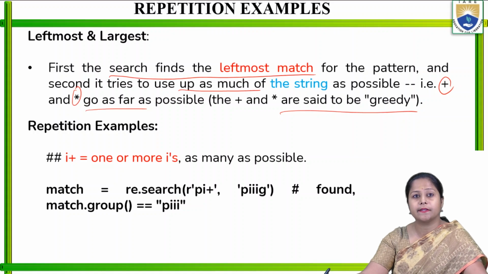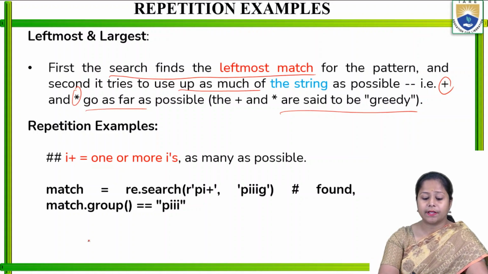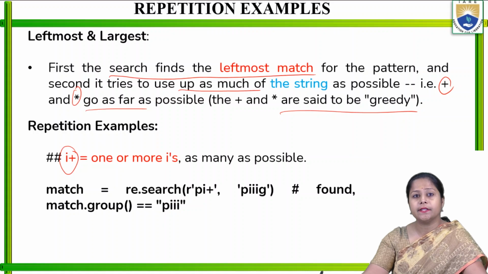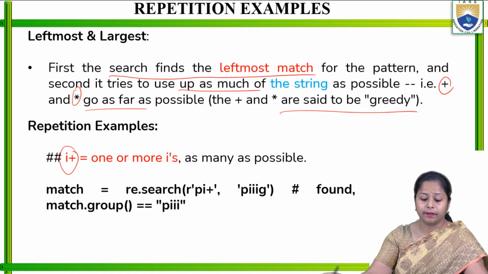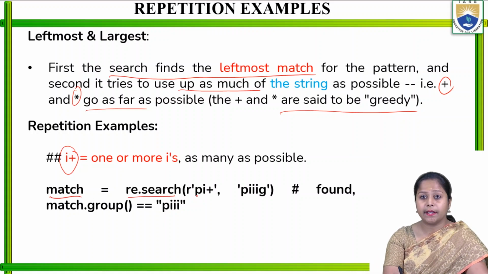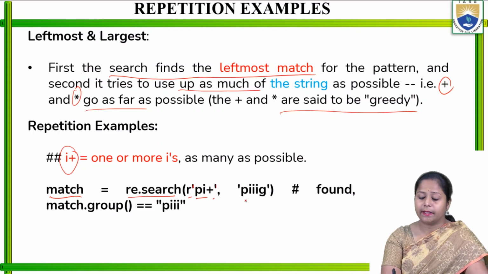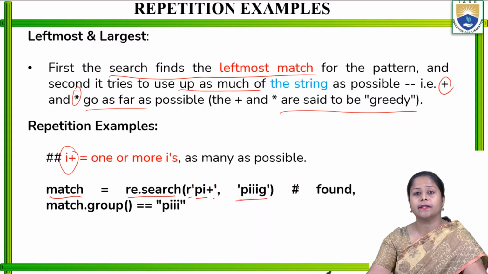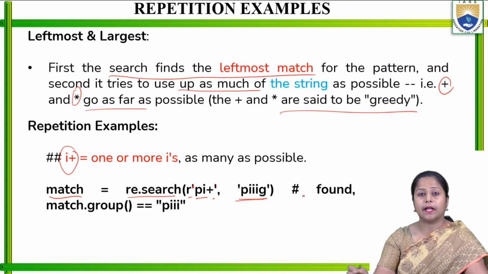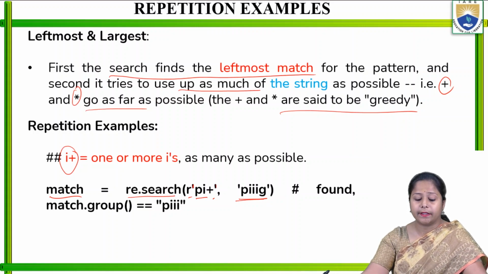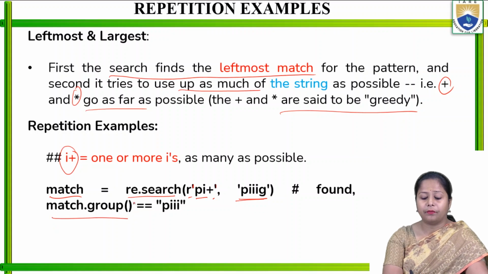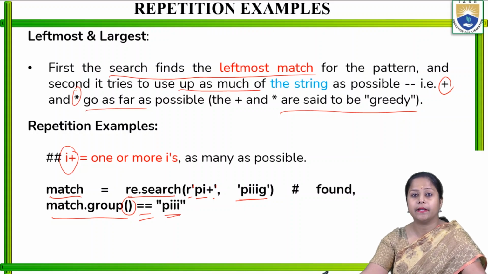Let's see examples in Python code. If I consider i+, that is going to give us one or more i's, as many times as possible. For that I need to write the pattern match = re.search(r'pi+', 'piig'). That is going to find the pattern, and match.group() gives "piii", which means the pattern has been matched.